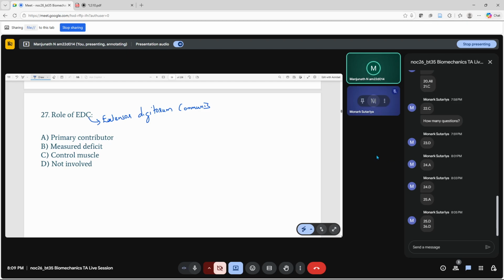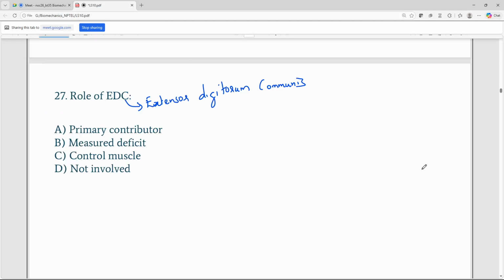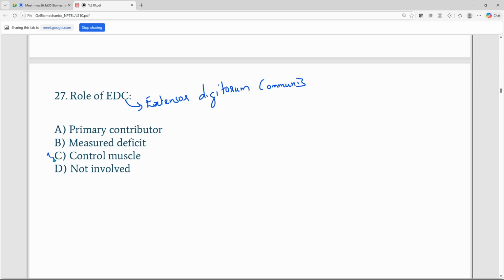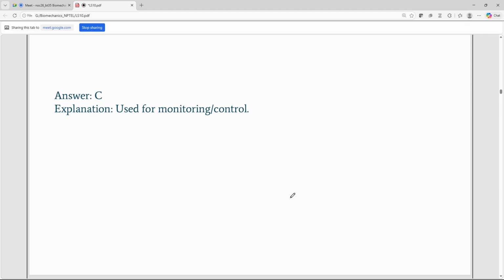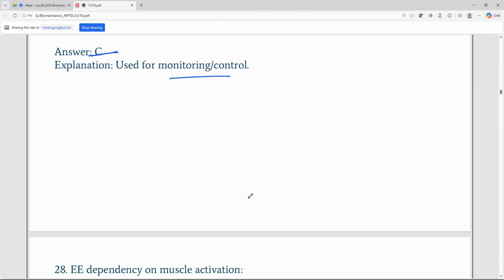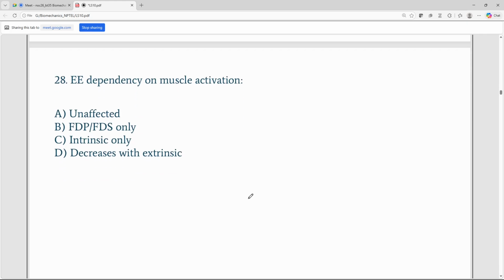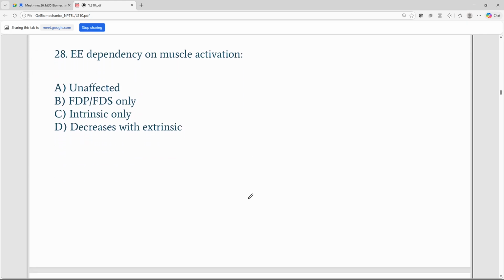Our answer is option C. EDC acts as a control muscle. Answer is option C, that EDC majorly acts as a control muscle. Option C, used for monitoring or controlling. Next question.